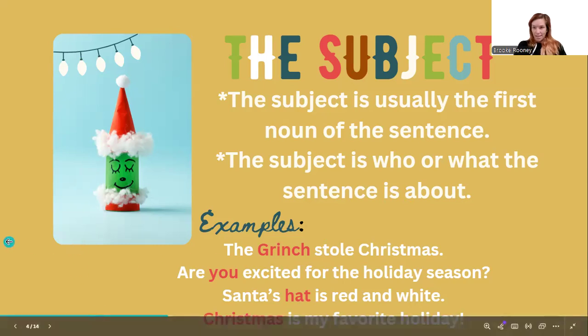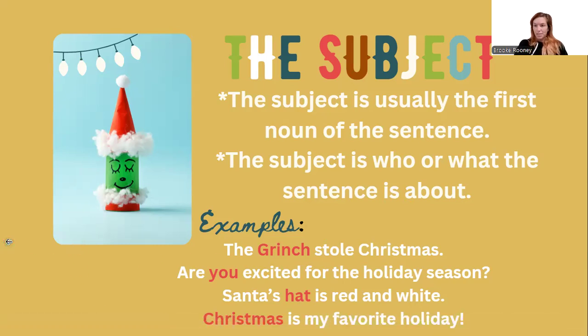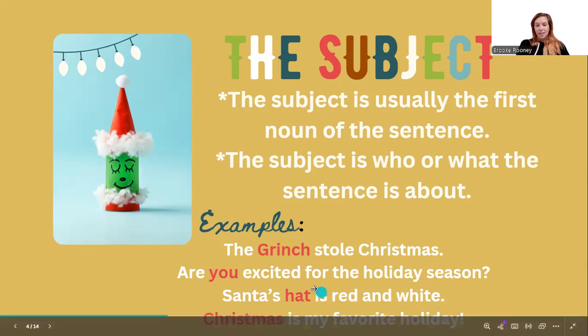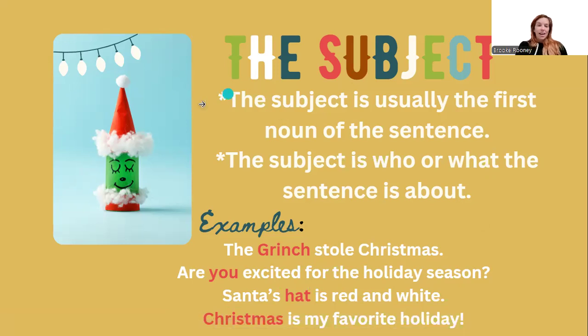The third sentence, Santa's hat is red and white. Even though Santa is a noun, here it's being used as a possessive adjective. It's telling us whose hat. So the first noun of this sentence would be hat. So the hat is red and white. To be more specific, Santa's hat is red and white, but the subject of that sentence is still hat. And then the last example, Christmas is my favorite holiday. So Christmas would be the first noun and also the subject of that sentence.